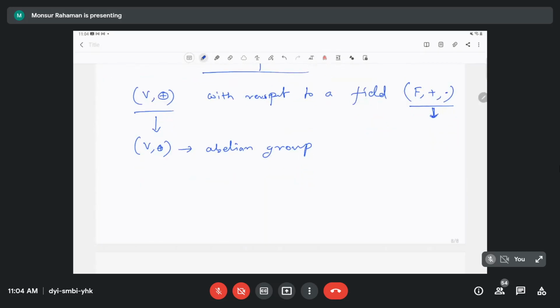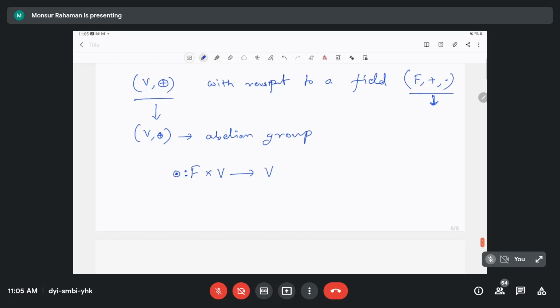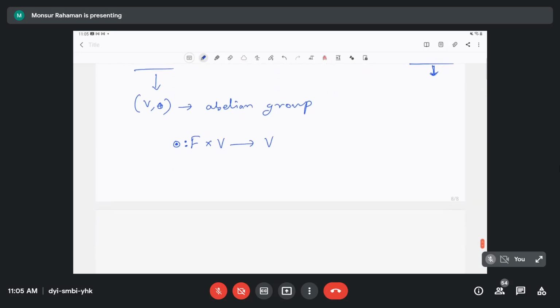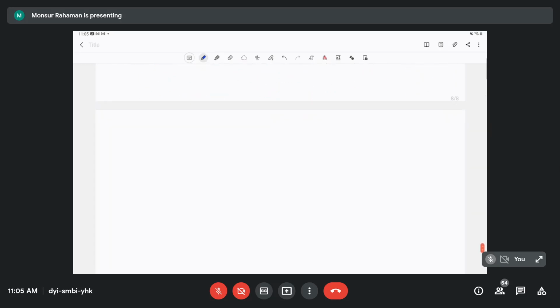Now there is a function V cross F to V. This is a new operation, and it has to be satisfied. How? If I give you an example, then you will understand.